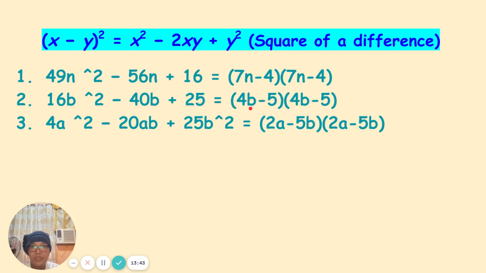Square root of 16b squared, 4b. Square root of 25, 5. So, that's it. Square root of 4a squared, 2a. Square root of 25b squared, 5b. That's it. So, that's your answer.